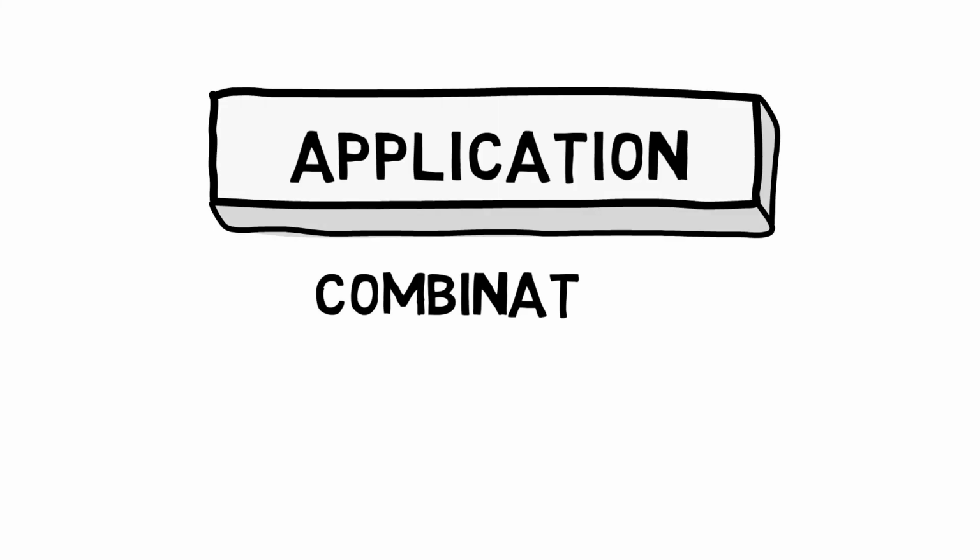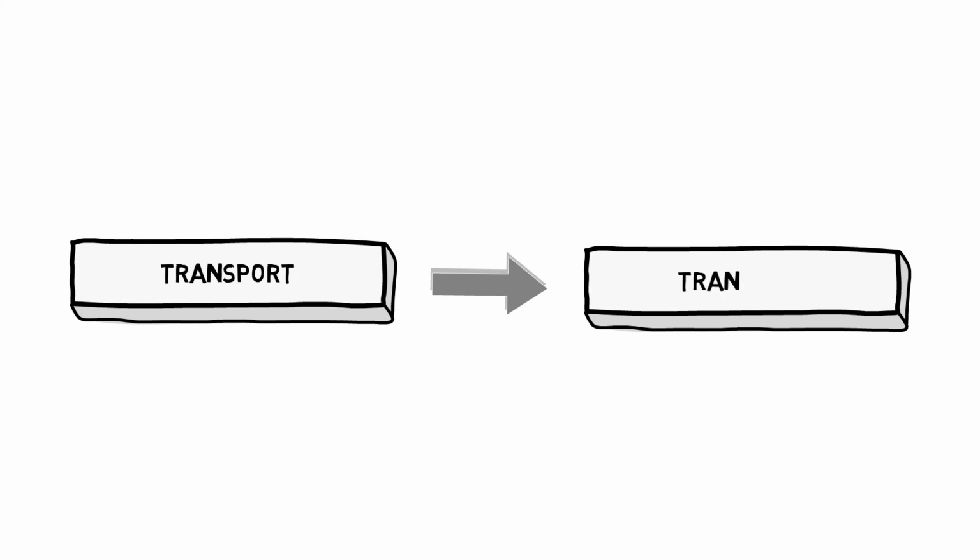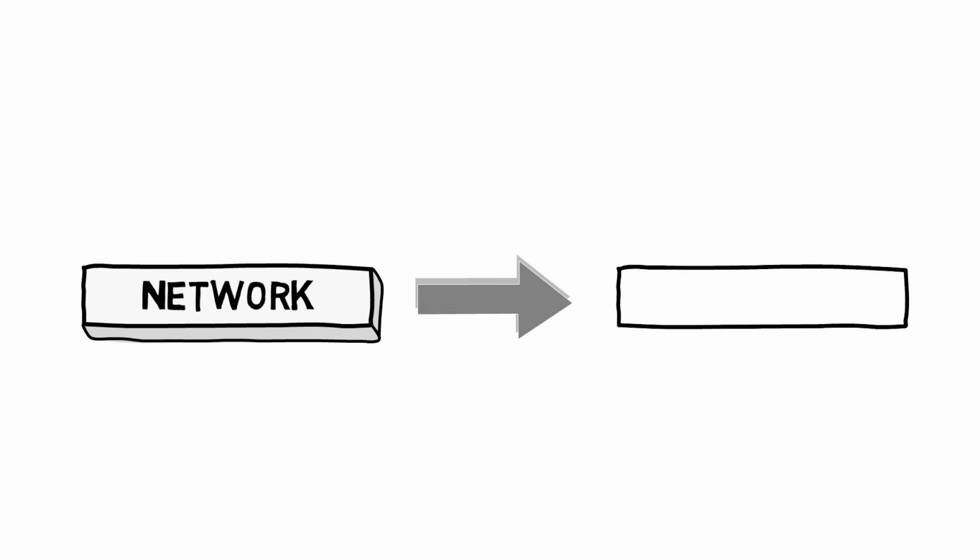If OSI has 7 layers, then TCP or IP has 4 layers. Their fourth layer is the application. It is a combination of session, presentation, and application layers. Their third layer is transport, which is the same as the fourth layer of OSI, transport. The second layer is network, which is the third layer of OSI. And their lowest layer, or the first layer, is the network interface, which is a combination of physical and data link layers.